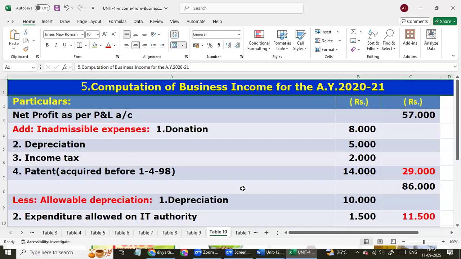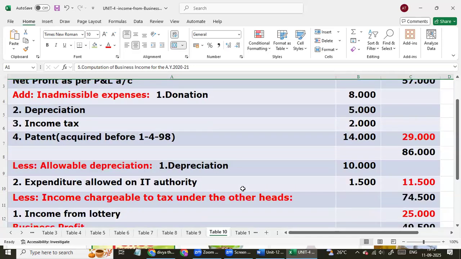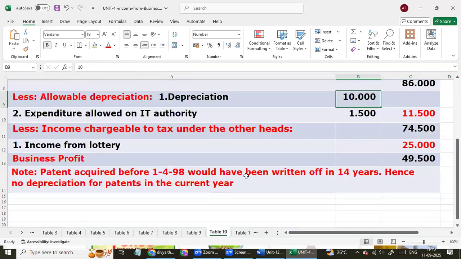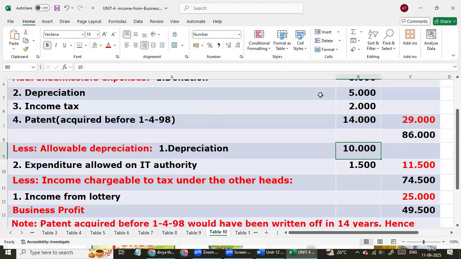57,000 is my profit. Donation is not allowed. Depreciation not allowed. Income tax, it is assumed, should be allowed. They adjusted the depreciation in two ways, 5,000 and 10,000, and I just adjusted one. So the figure is 49,500, because the value will change as they have adjusted depreciation twice. Either I directly adjust 5,000 or give effect of 10,000.